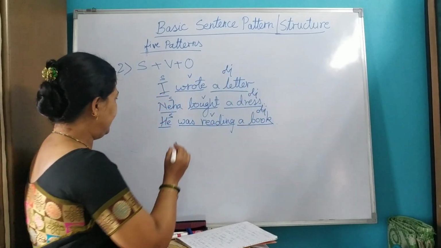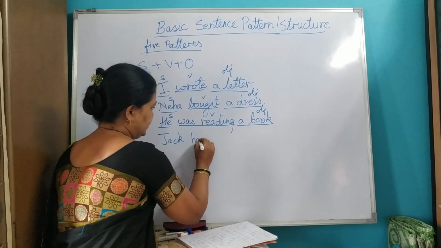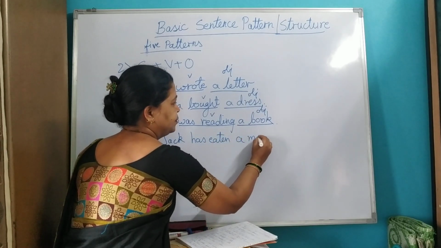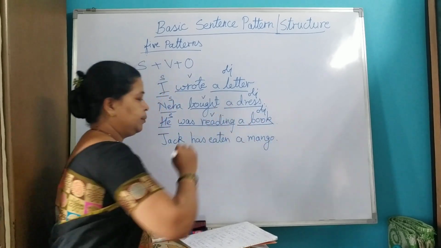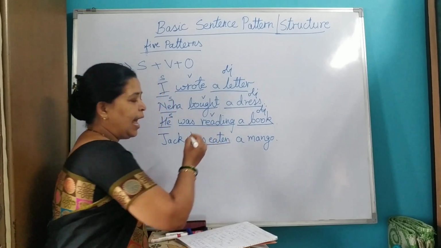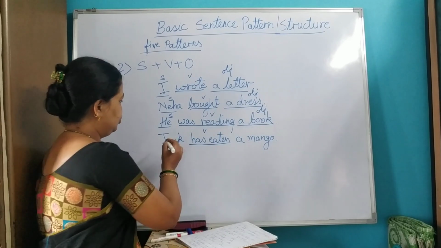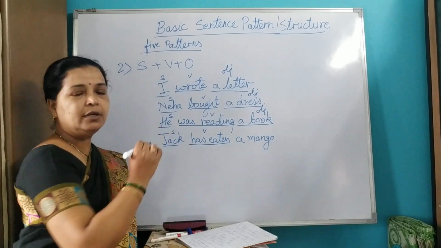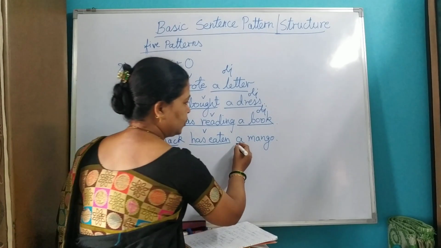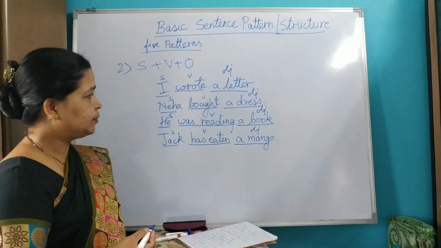One more example. Jack has eaten a mango. Let's find out the verb. The verb is has eaten. Who has eaten? Jack. So, Jack is doing the action. It is the subject. Has eaten what? A mango. So, a mango is your object. Clear?